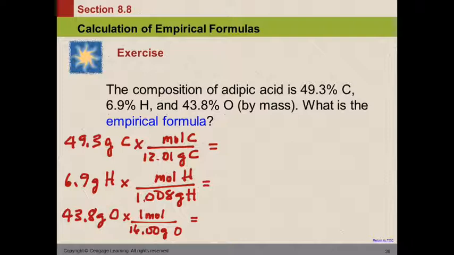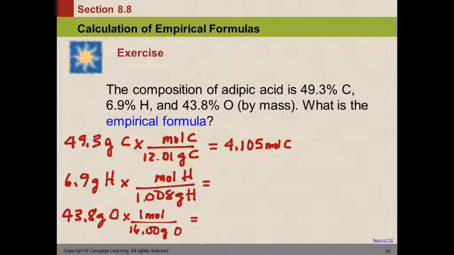49.3 divided by 12.01. And again, do not over round your numbers. 4.1. Now, we started out with 3 significant figures here, and so I'm going to call this 4.105 just because. I'm just going to keep an extra one. So that's moles of carbon.